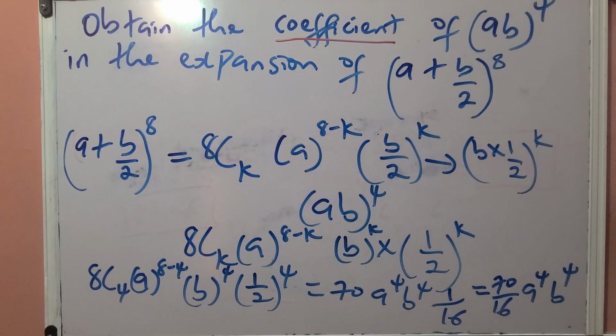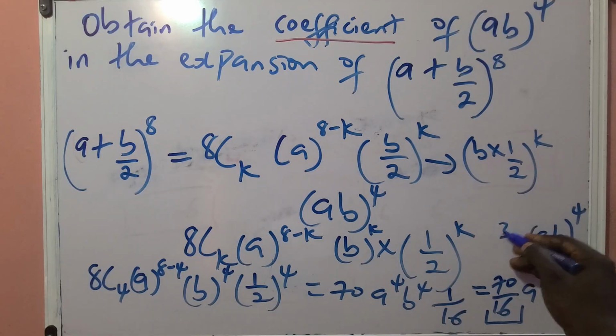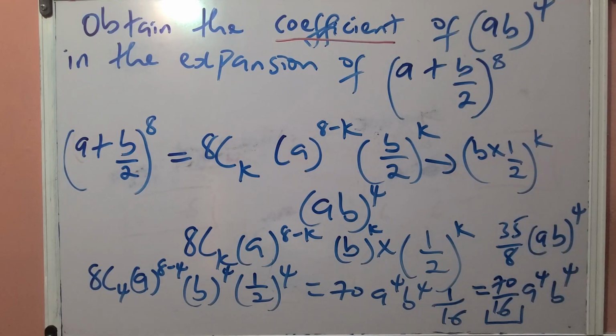So you are told to find the coefficient of ab raised to the power of 4, which is the same thing as this, because you know a raised to the power of 4, b raised to the power of 4 can be simplified as ab raised to the power of 4. And you can also simplify this 70 over 16 to 35 over 8.